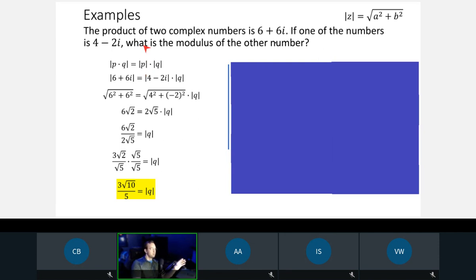But anyway, so this says, what is the modulus of the other number? The modulus of Q equals this. Did I answer the question? I sure did. So I'm done. That's the answer. Right. Yeah, these questions are different.